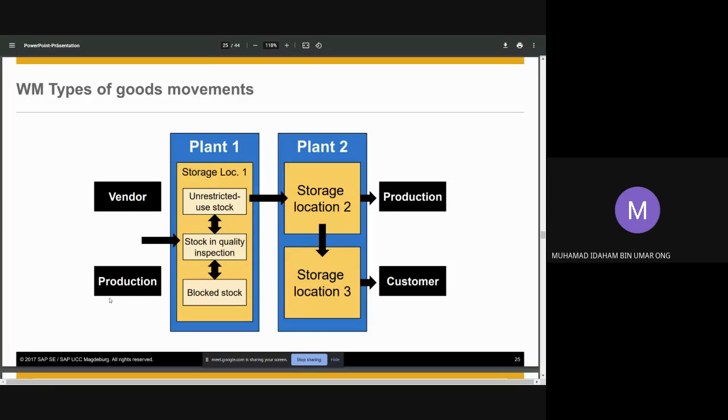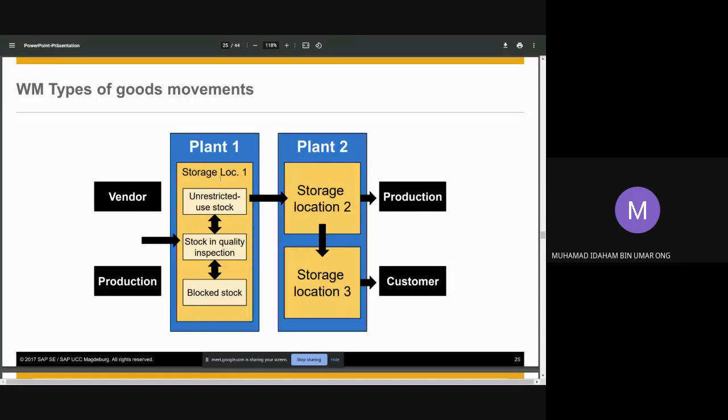Now, inventory is talking about items that are coming in and items that are going out. This is also going out, but this is on a different case. I'm going to explain that later. Now, imagine these are libraries. Plant one is basically the library from UMP Gambang. Plant two, let's say, is going to be the library in UMP Pekan.